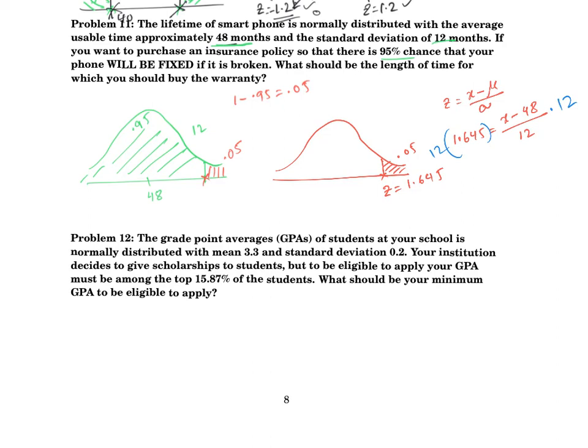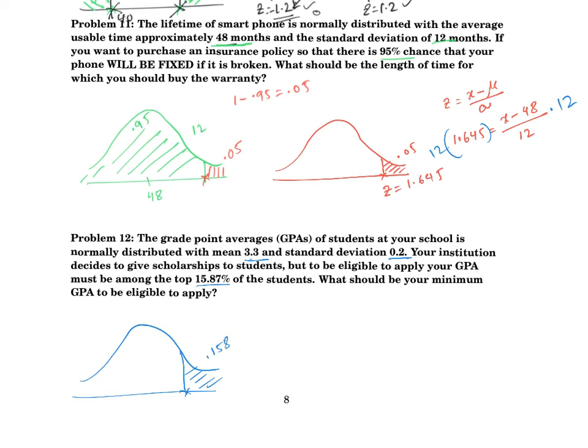Exact same problem here with GPA, an exact duplicate problem. I just changed the words. With GPA, the mean is 3.3, standard deviation is 0.2, right? You want to give a scholarship to the top 15.87%, so it's going to be this. The area on the top is going to be 0.1587.